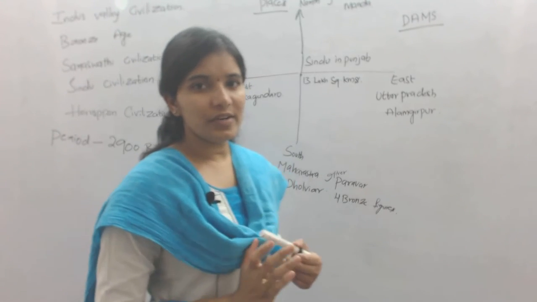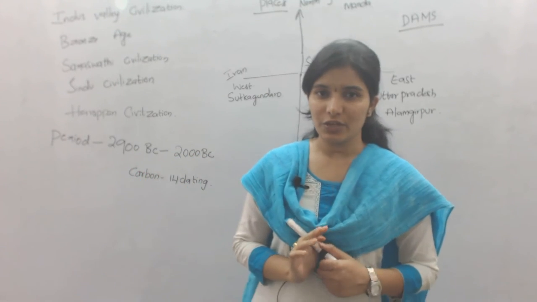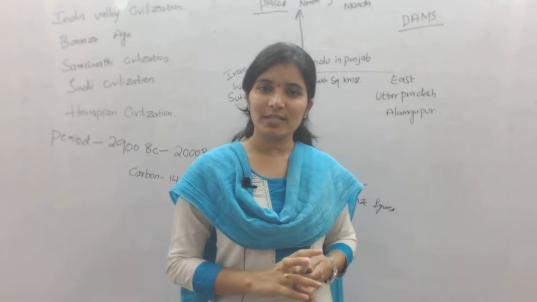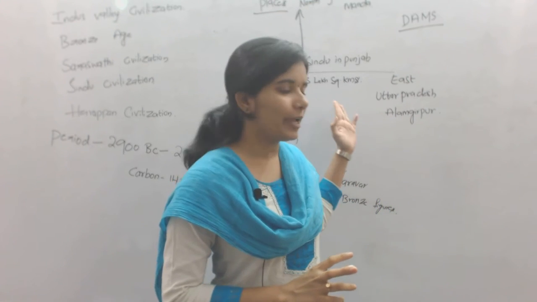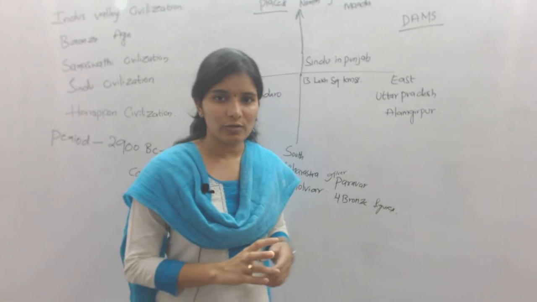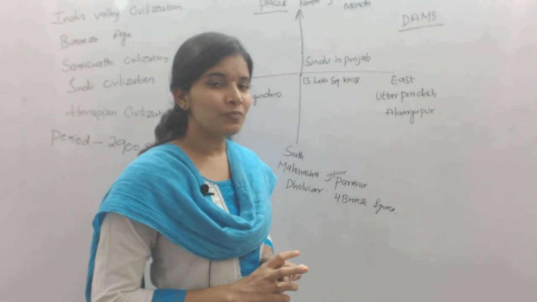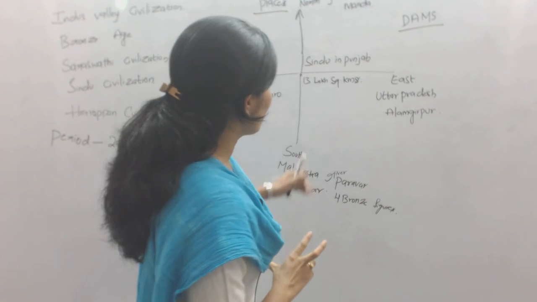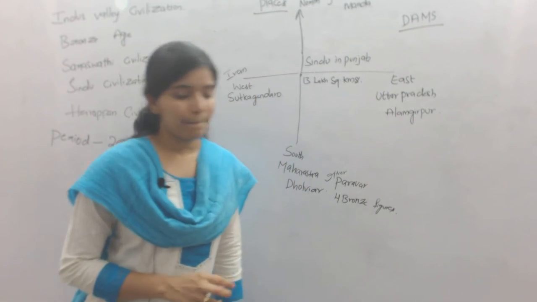First archaeological evidence of Harappan civilization got in 1921, and till today it was extended to so long an area from east to west and north to south. So many places they were extended, and it is all around 13 lakh square kilometers. Okay.